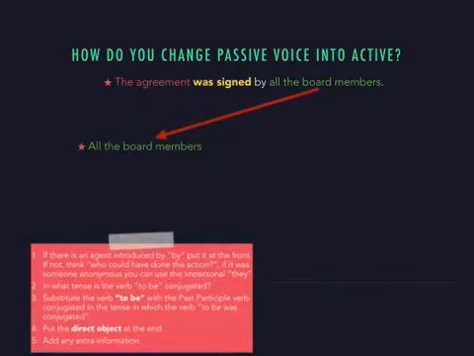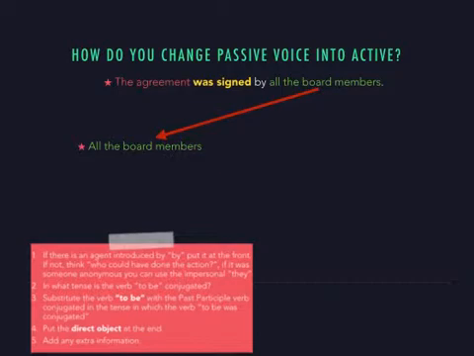All the board members. Okay, now we have the verb. In passive voice we have was signed. So we need to figure out how to conjugate it in the active voice. So let's look at the number 2. In what tense is the verb to be conjugated? The verb to be is was. So don't look at sign, just think of was. What tense is that? That's simple past. That's a simple past of to be. You know, it can be was or were. In this case, is was.